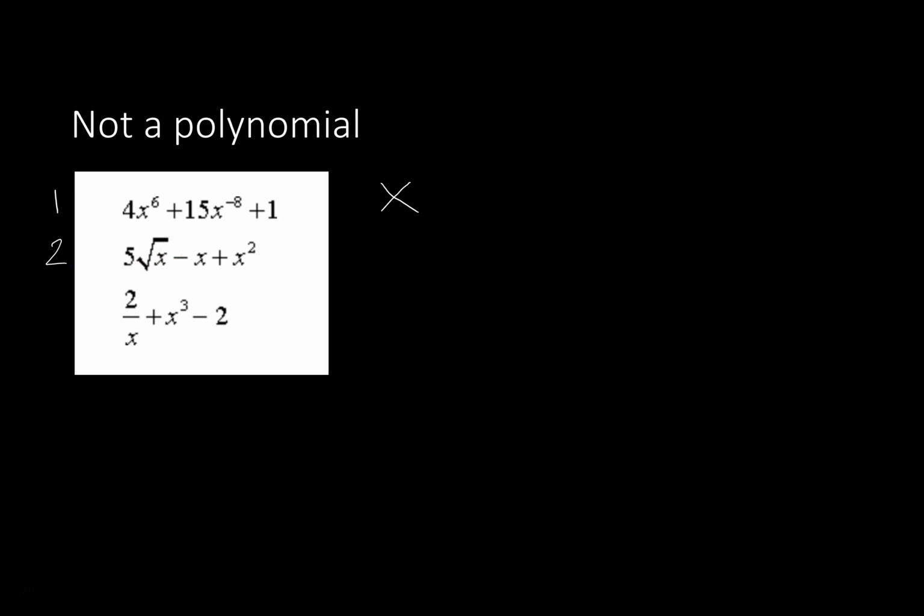Number 2 here, 5 square root of x. Now, just because there's a radical in there doesn't always mean that it's not a polynomial. The key is the radical is on the variable. So if we rewrote this, it would be 5x to the 1/2. That would be another way to write it. It's only because it's a weird thing on the variable that it makes it not a polynomial. So just because that's a 1/2 there, that makes it not a polynomial.